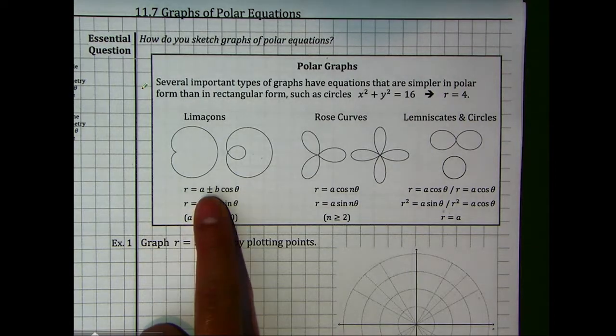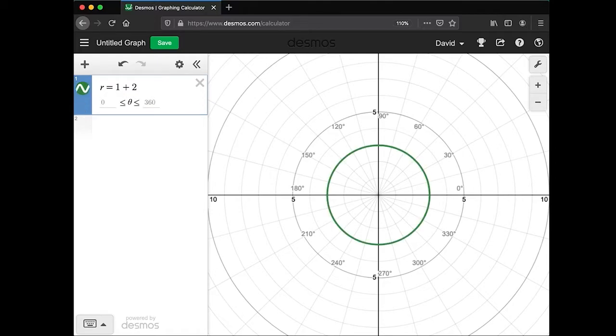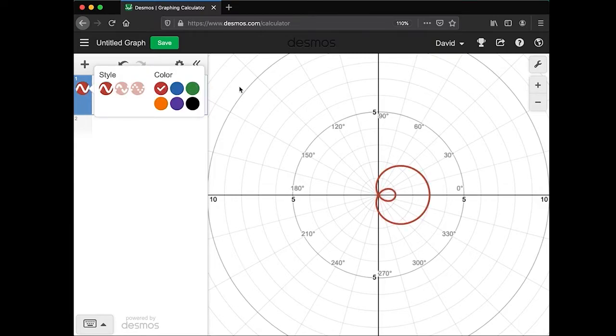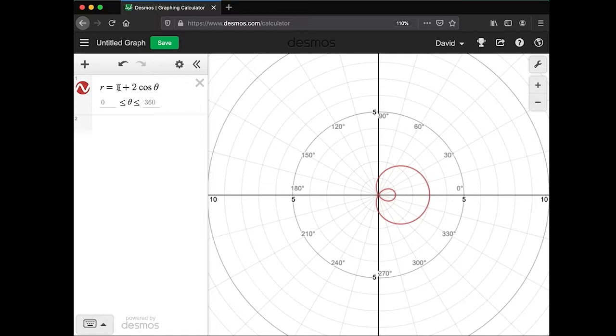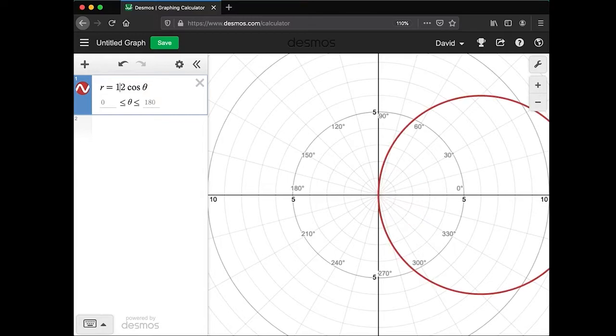We're going to graph the limacons. So r equals, we're going to place a number for the a. Let's do 1 plus a number for b, 2, cosine of theta. And I change it to a different color, red. And now we can change this to a 3, a 4, a 5, a 2. We can change this to a negative.